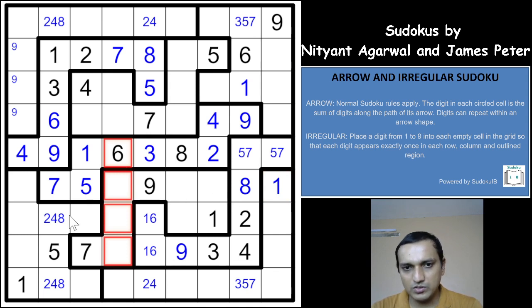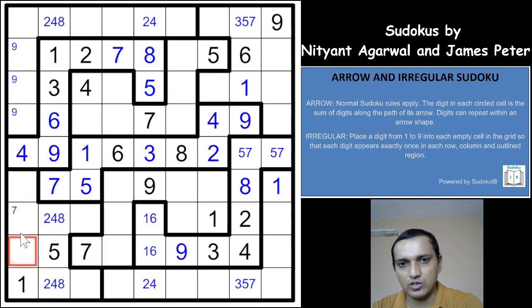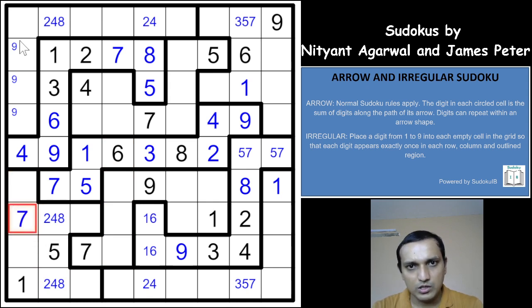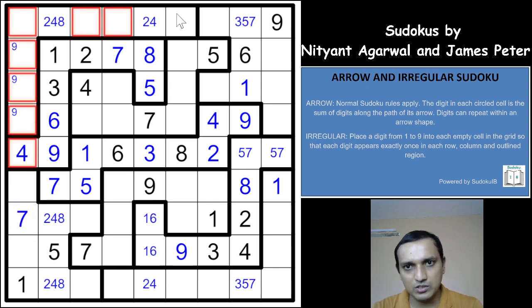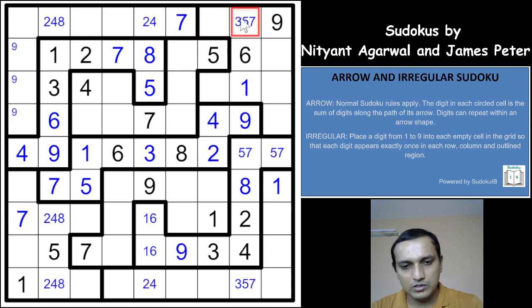Have I written all the 7s? I'm not sure. 7 cannot be here, cannot be here, cannot be here. 7 would have to be in one of these 2 cells. This is not a 7, so this is a 7 now. That eliminates 7 from this cell, this cell, this cell, so this is a 7 now. That eliminates 7 from this cell.